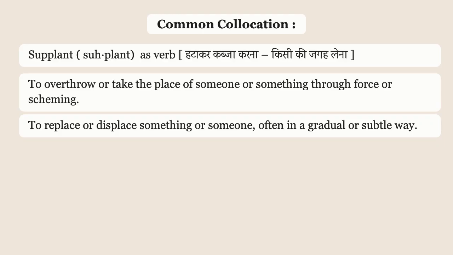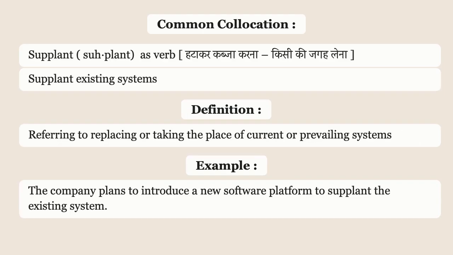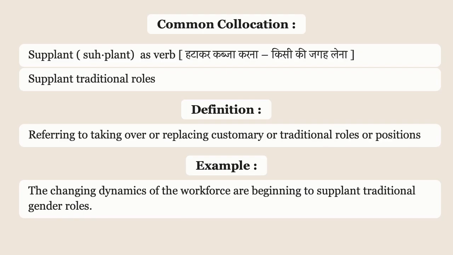Collocation of supplant. Supplant existing systems. Definition, referring to replacing or taking the place of current or prevailing systems. Examples. The company plans to introduce a new software platform to supplant the existing system. Supplant traditional roles. Definition, referring to taking over or replacing customary or traditional roles or positions. Examples. The changing dynamics of the workforce are beginning to supplant traditional gender roles.